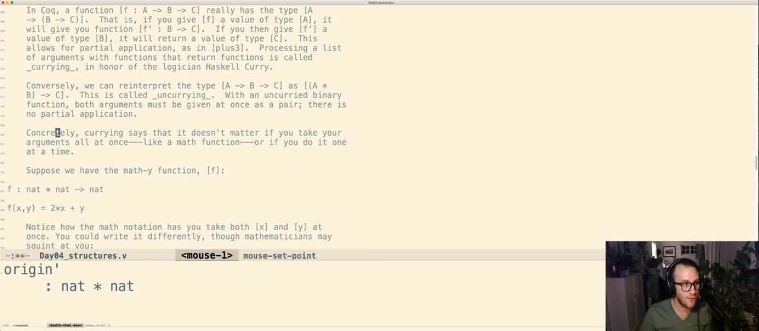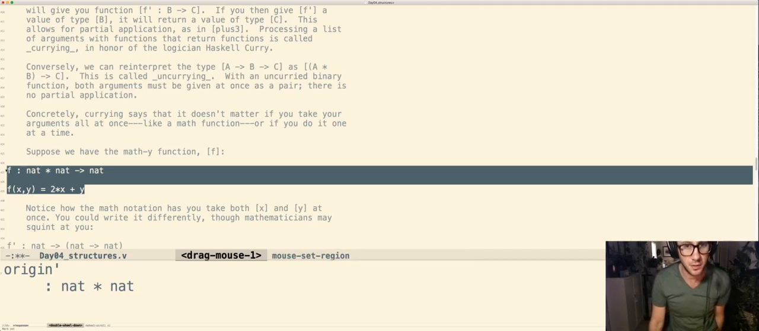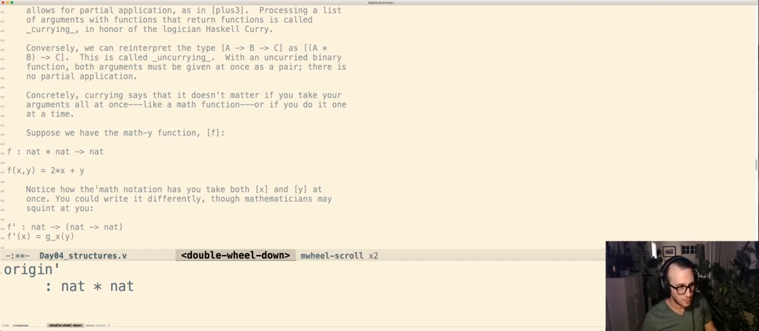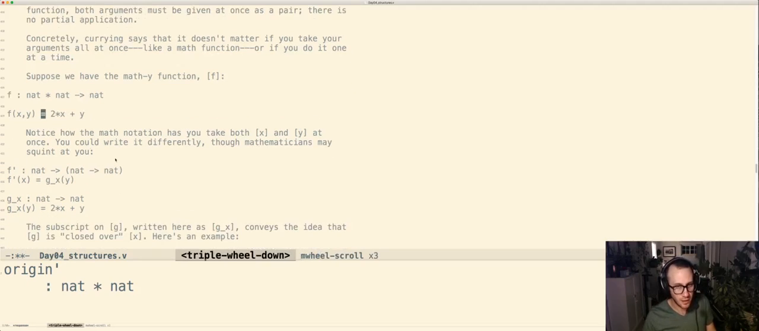In math, if we're going to define a function, you'll say, okay, here's a function f that takes two naturals, and it's going to return another natural. f of x y is 2 times x plus y. Okay, cool. Now the math notation has you taking both x and y at the same time. You can think of it as taking a pair of things, and then it returns a single thing. You could write it differently, though I will not be held responsible for the way your math teachers treat you if you write it this way.